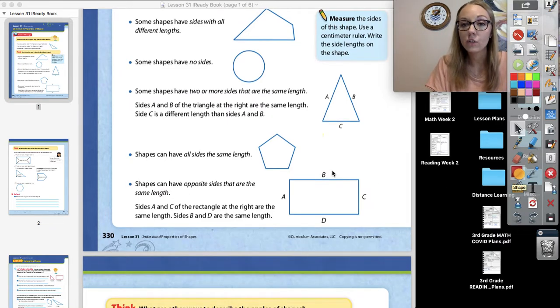You would know that's not true for a square because squares, all sides are the same length, not just opposite sides, all sides. So it says sides A and C of the rectangle at right are the same length. Sides B and D are the same length. So you've got B and D, they're the same length, and A and C, they would match up.